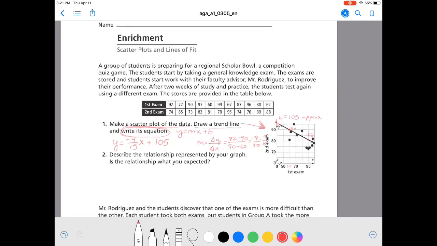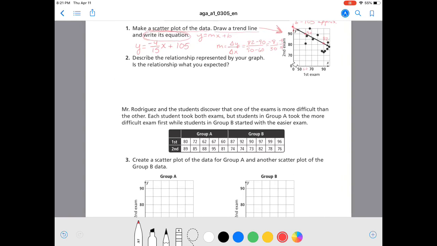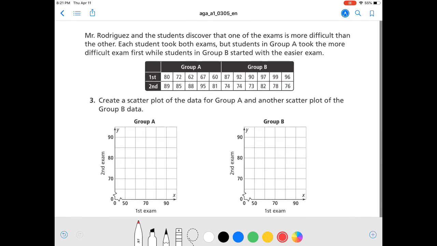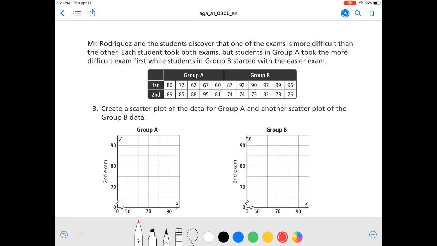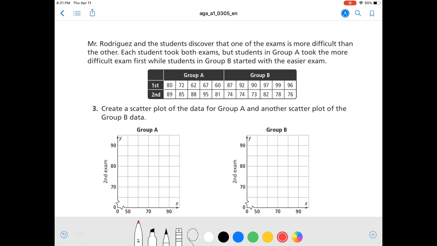So you should be able to do the rest of this worksheet on your own. It's asking you to think about this a little bit more. And you're going to do the same thing for these two scatter plots. So you're going to make a scatter plot for group A and for group B, using the first test as your x value, the second as your y.